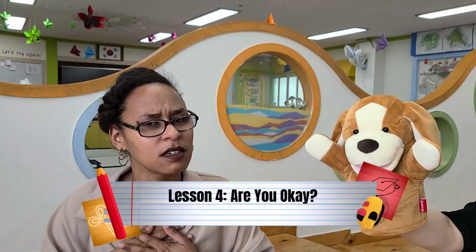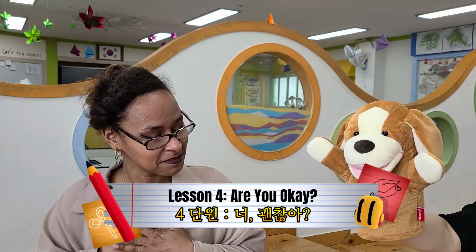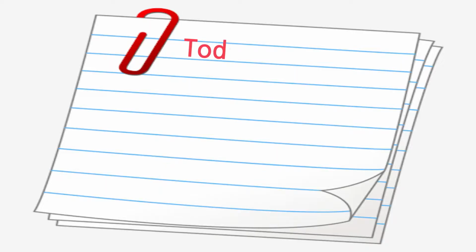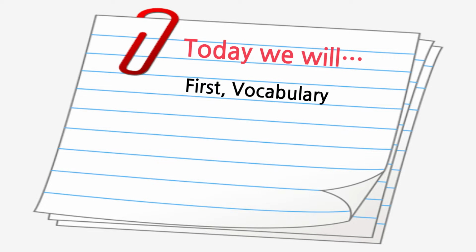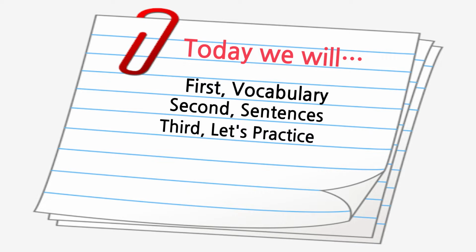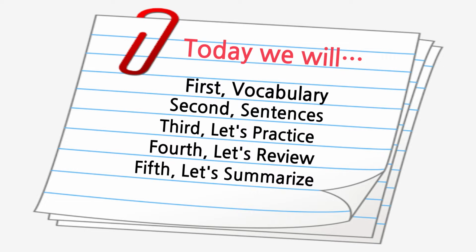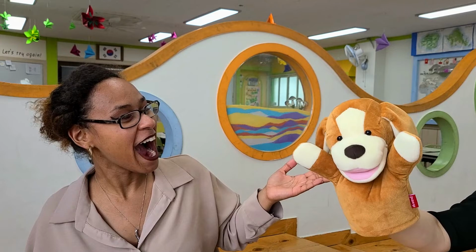Today we will start lesson 4. Are you okay? 오늘 우리는 4단원 Are you okay?를 배울 것입니다. There will be 5 parts. 5가지 활동을 할 것입니다. First, vocabulary. 첫 번째로 어휘입니다. Second, sentences. 두 번째 문장입니다. Third, let's practice. 세 번째 연습입니다. Fourth, let's review. 네 번째 복습입니다. And fifth, let's summarize. 다섯 번째는 요약 정리입니다. Are you ready? 준비됐나요? Let's get started. 시작해볼까요?